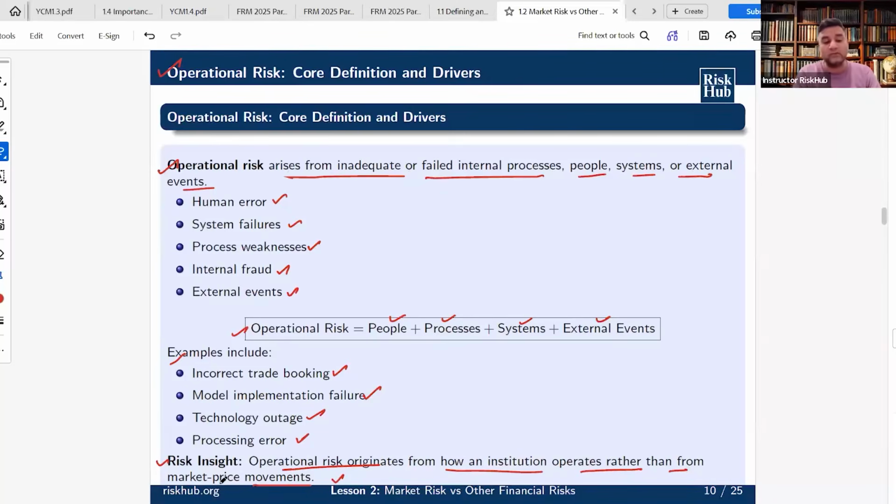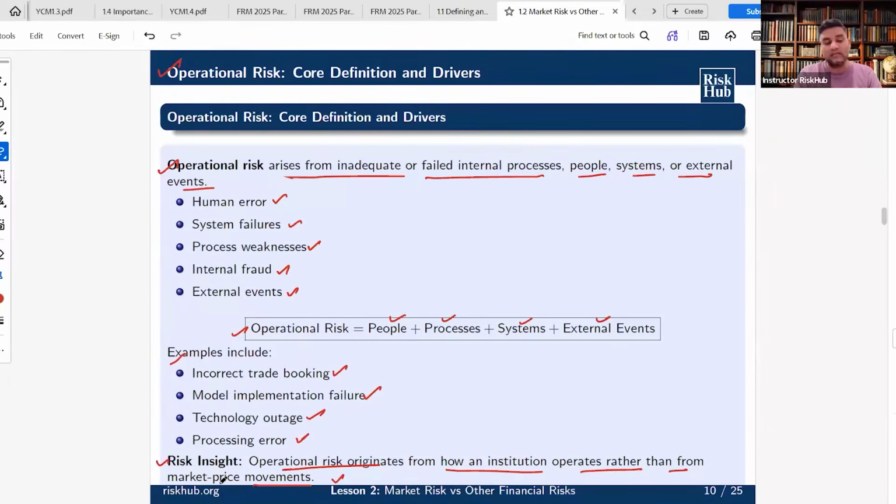Operational risk arises from inadequate or failed internal processes, people, systems, or external events. The slide lists drivers. Operational risk equals people plus processes plus systems plus external events. This is a definition written as a sum of four categories. It names the four places an operational failure can originate. The examples on the slide are incorrect trade booking, model implementation failure, technology outage, and processing error. Each is caused by how the firm runs, with no market move required.